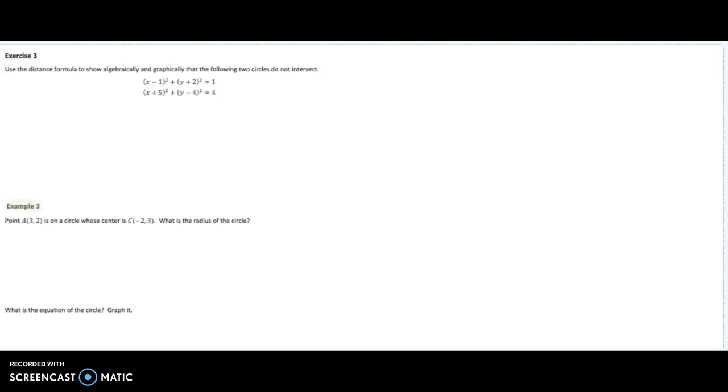So what's going to be the best way to do this? Let's take the center of the circles and find the distance formula there. So this one is 1 and -2. And then this one would be -5 and 4. Since the negatives are built in, you got to know what you're looking at. Now, distance formula.